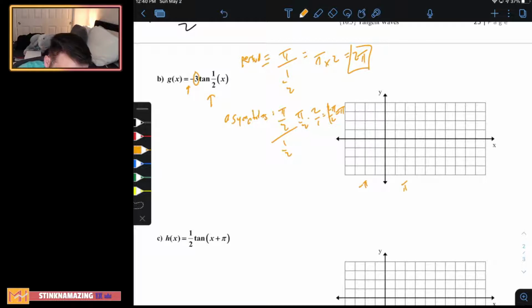We didn't move up or down. There's no vertical shift, so plus 0. And this negative flipped us. So tangent typically goes like that, but now we're going to go like this. It's hard to graph the 3 by hand, okay? I'm not going to stress about that.